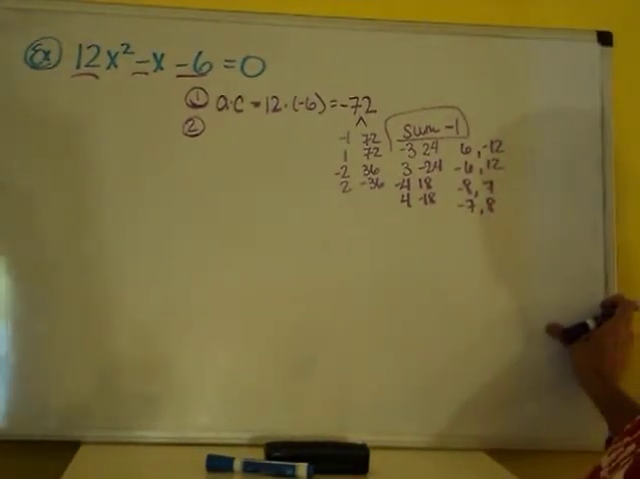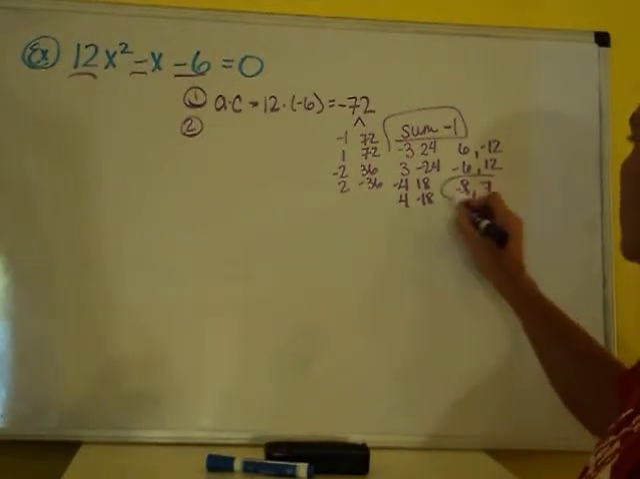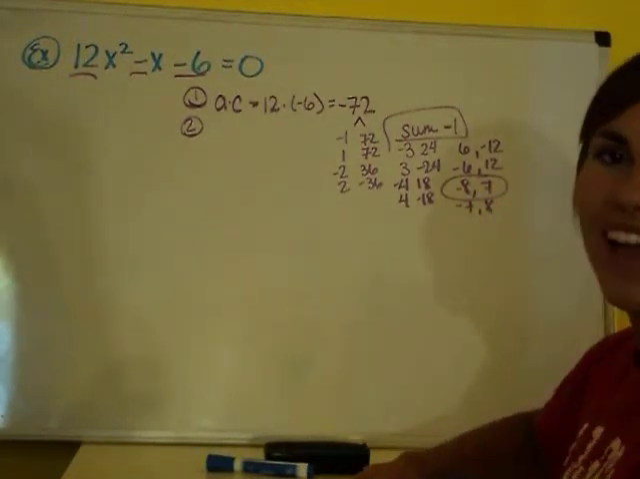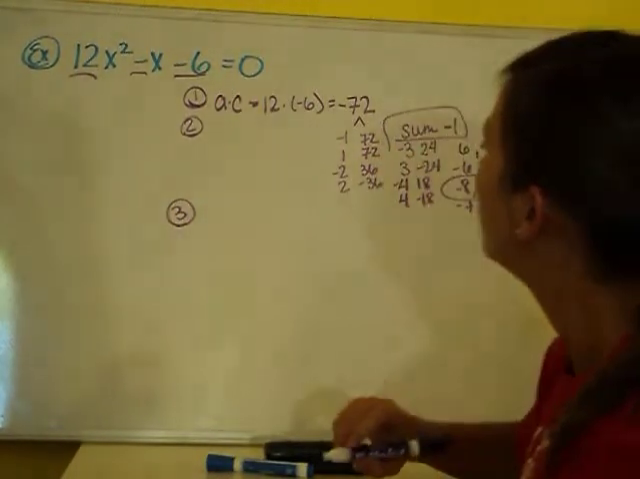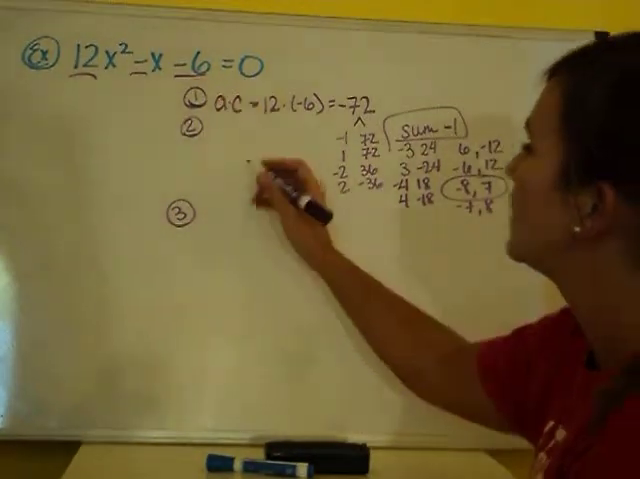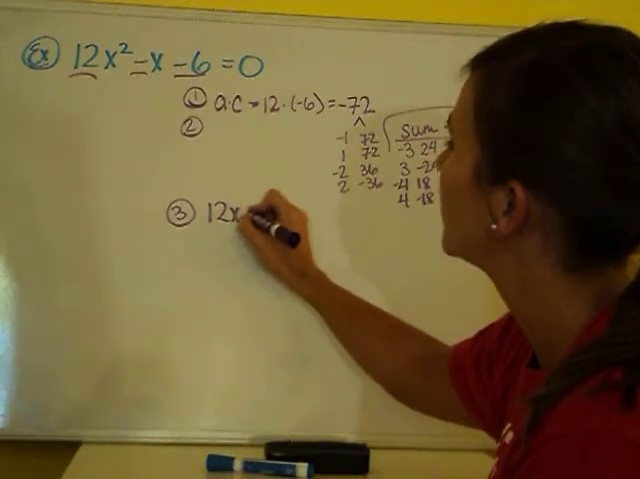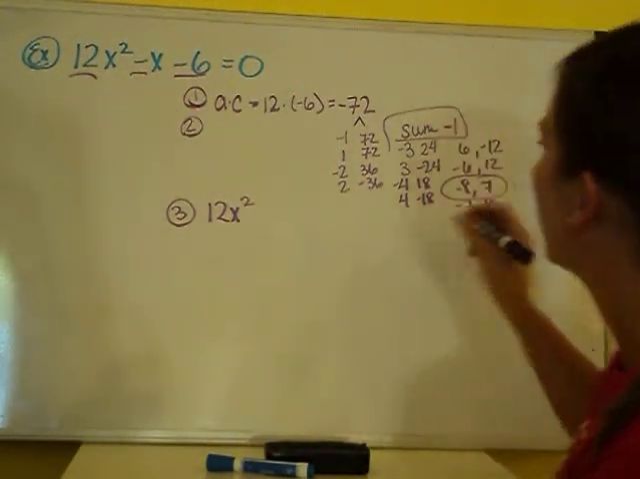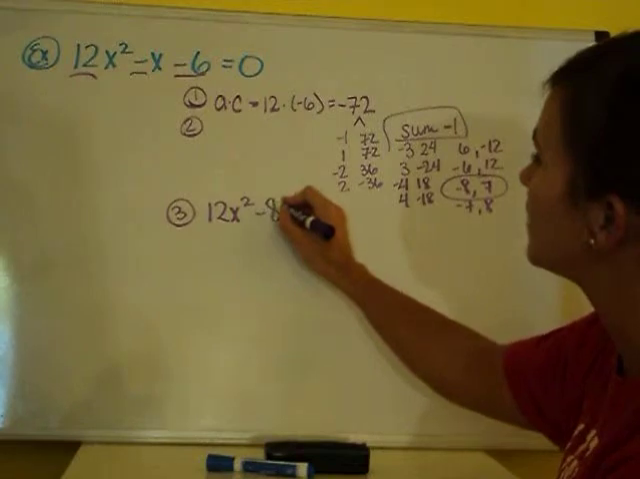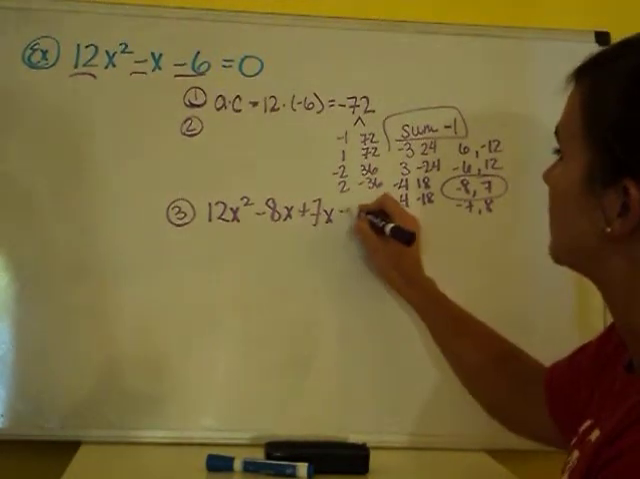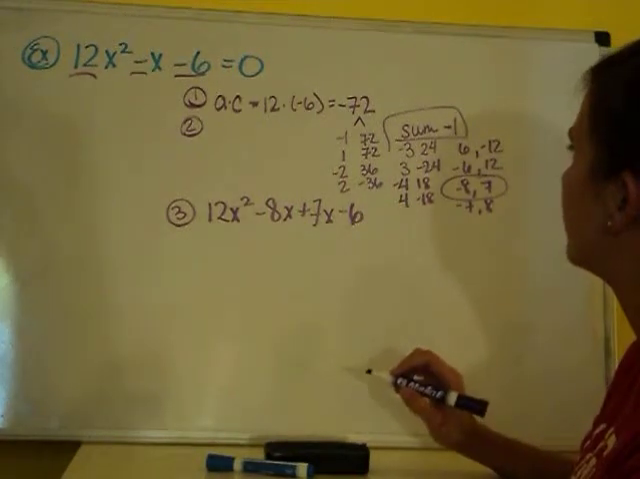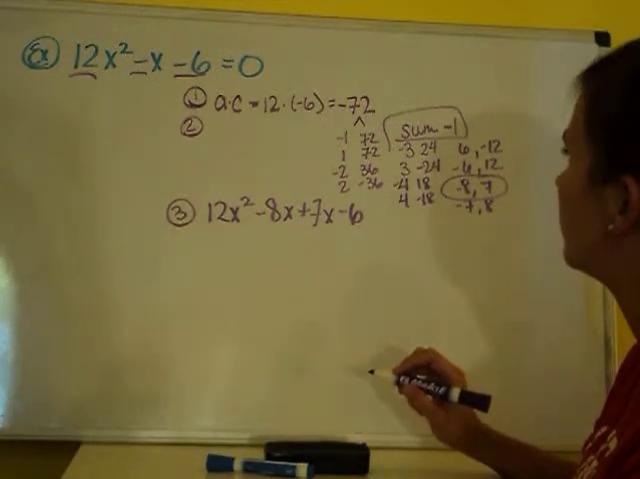Sum of negative 1 is going to be negative 8 and 7. Okay, step 3. I'm going to expand this. So I'm going to have 12x squared. Instead of writing a negative 1x, I'm going to write a negative 8x plus 7x minus 6. That's weird. Okay, equals 0.